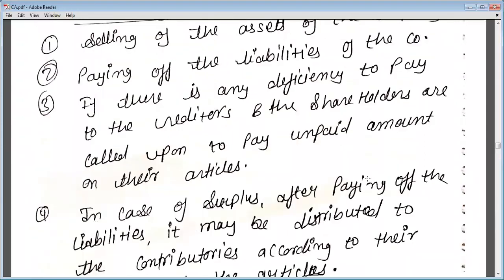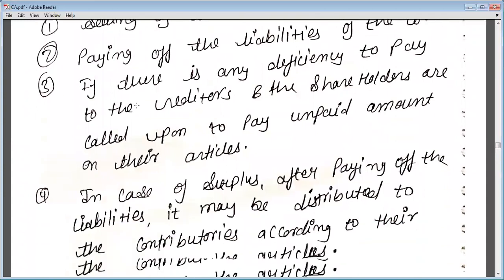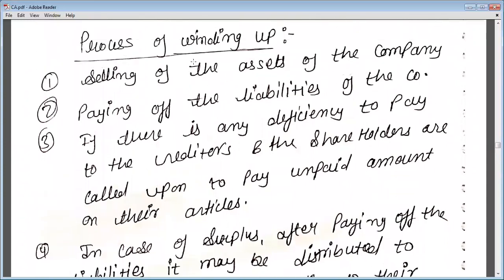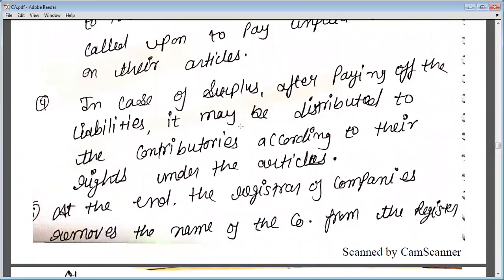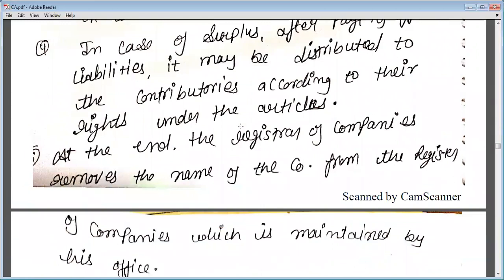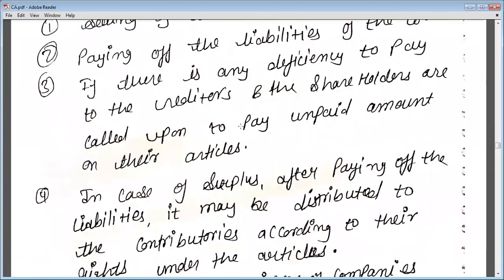Okay, so these are the fixed steps, including the process of liquidation or process of winding up. So this is the fixed process of liquidation. First, you will sell all your assets. Then you will pay the liabilities. If you have any deficiency, then you will call the shareholders to pay the unpaid amount. Okay. If you have any surplus amount, then you will distribute that surplus amount among the contributories. And at the end, the registrar of companies will cut your name from the register in which your name is registered or maintained. Okay. So these are the fixed steps for the liquidation of the company.